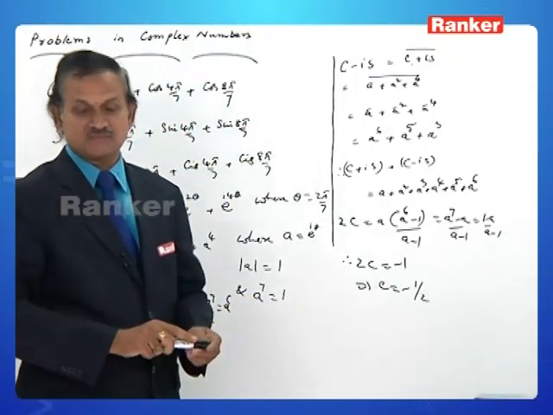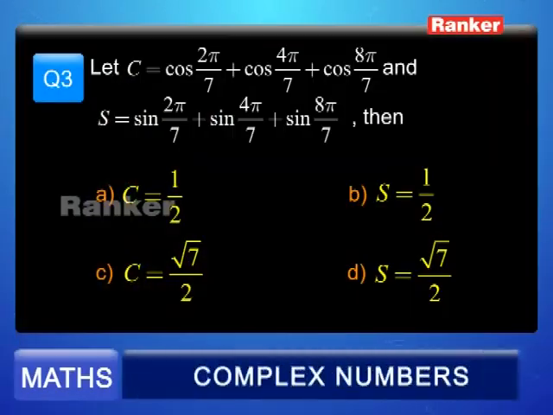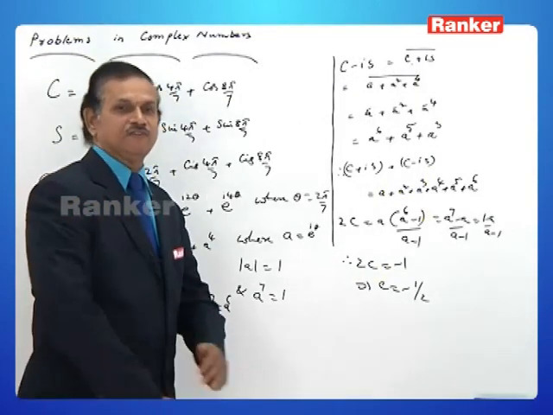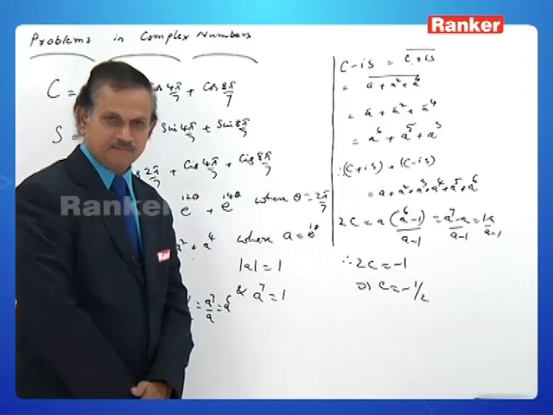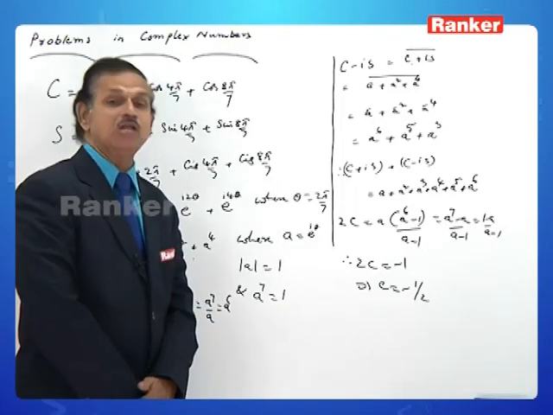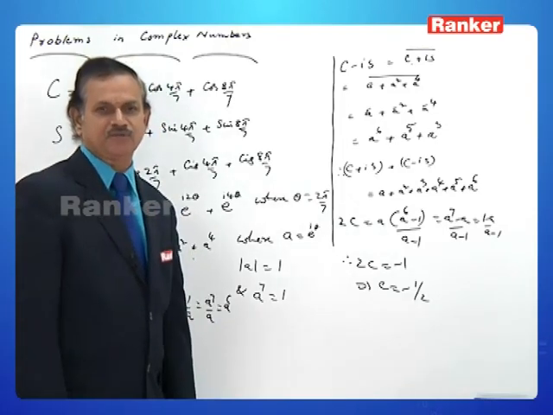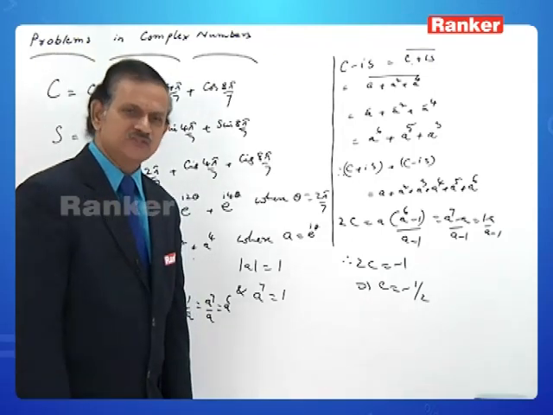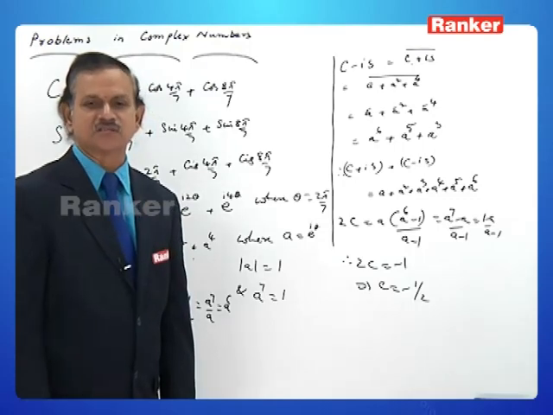Is it correct? In the first option C is equal to half is given and in the third option C is equal to root 7 by 2 is given. So it means that both the options are wrong. Therefore, it is not useful for us to get the value of C. Let us now concentrate on the value of S. How can it be obtained? If the value of S can be obtained, then we can trace the answer from the two options B and D.